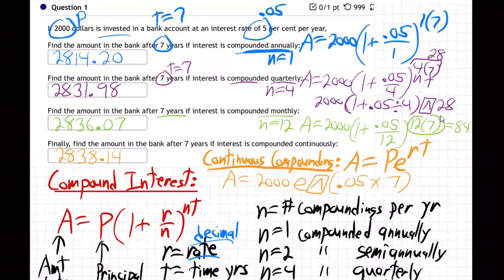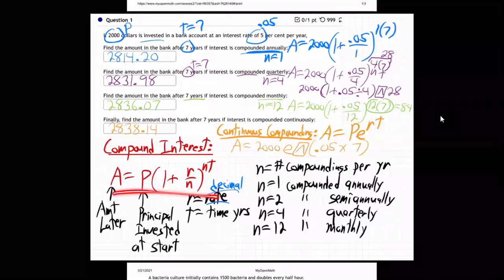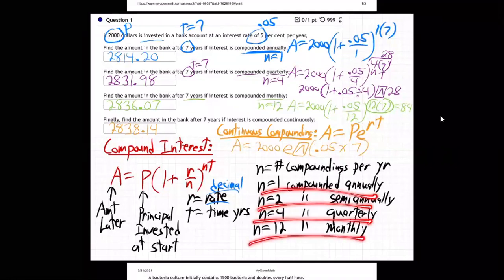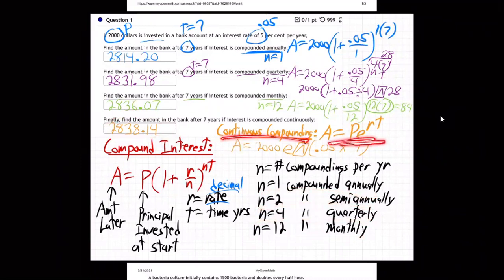So there we go. For the first three, we plug into the formula A equals P times 1 plus R over N to the NT, where N is the number of compoundings per year. It's 1 for annually, 2 for semi-annually, twice a year, 4 for quarterly, 4 times a year, 12 for monthly, 12 times a year. And the last part was continuous compounding. And that's a whole different formula we use: A equals PERT. And you plug in the P, the R, and the T, and you get your answer. There we go.